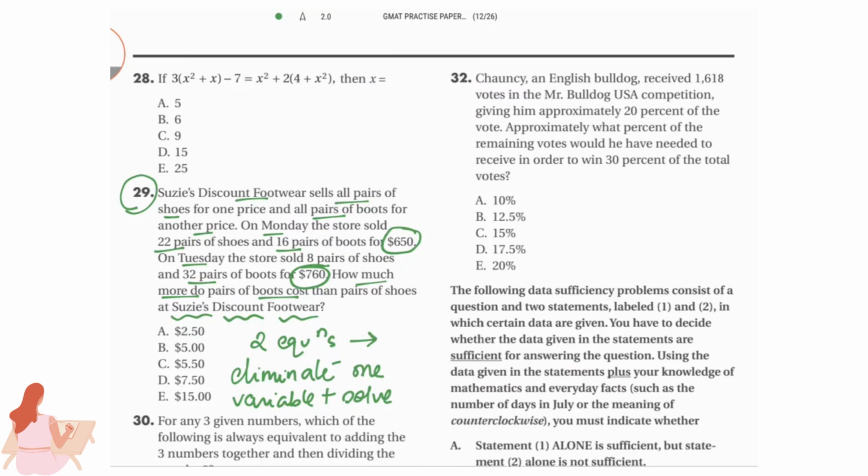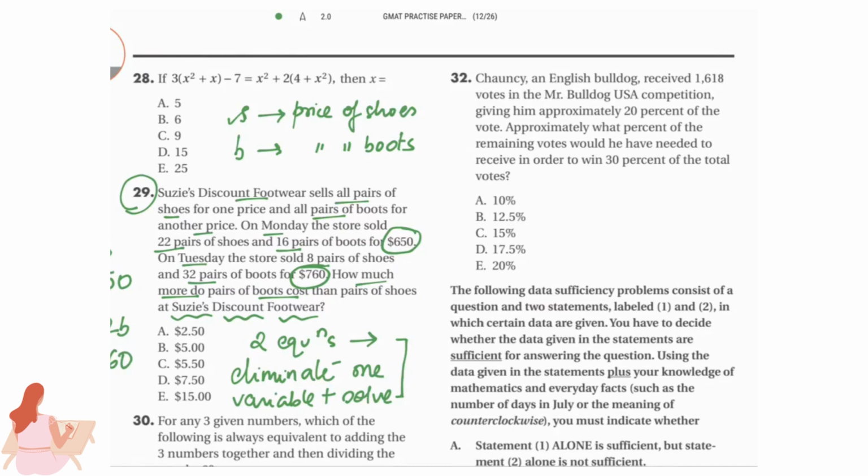I know you are a little confused about how we are going to work, so let's see how we are going to do it. We'll form the two equations first. If I take small s to represent the price of shoes, and b represents the price of boots, then we can form the two equations. First is 22s plus 16b equals 650, the sales value, and then 8s plus 32b equals 760. Now I'll be eliminating b because I don't like that alphabet.